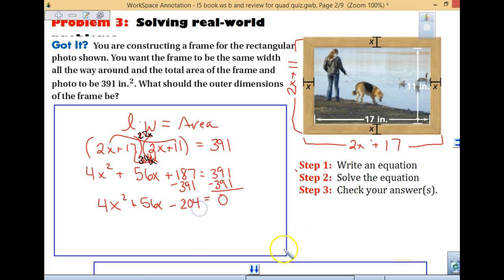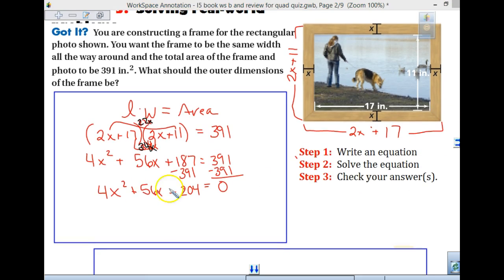And some of you are thinking, I got to use that AC method. These numbers are huge. This is so ugly. So look for something to make your life simpler. Do they have a common factor? They all have 4, right? 4 can go into 56, 4 can. So please put a 4 out in front. I'm factoring out that 4. And this is going to make your life so much better.